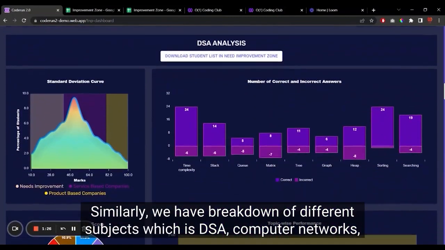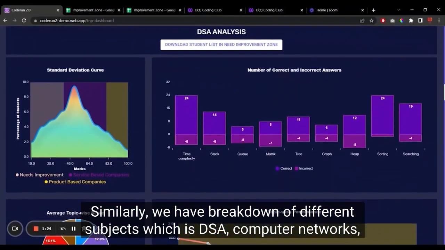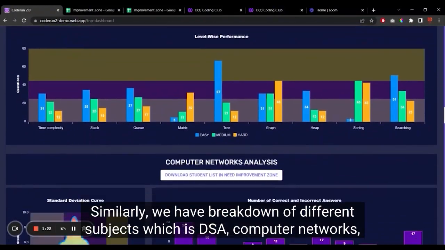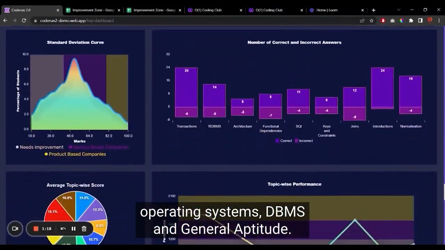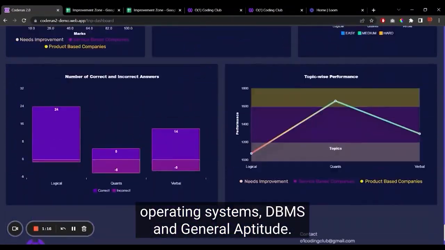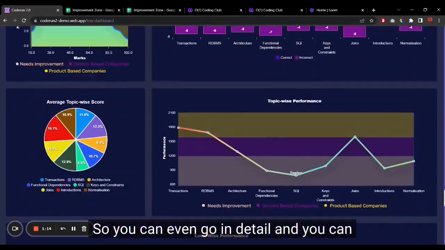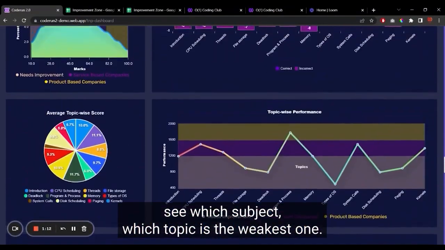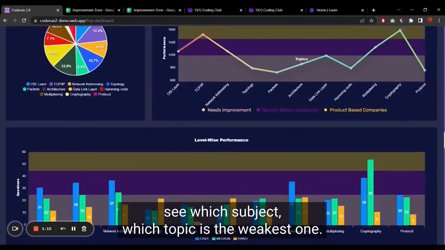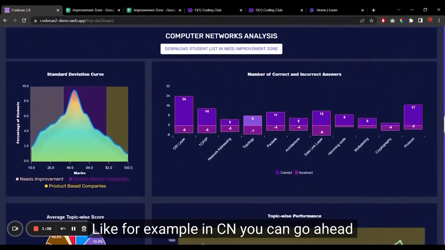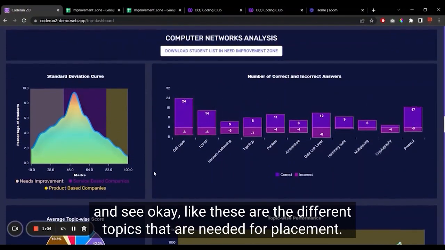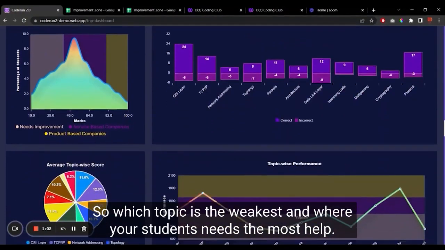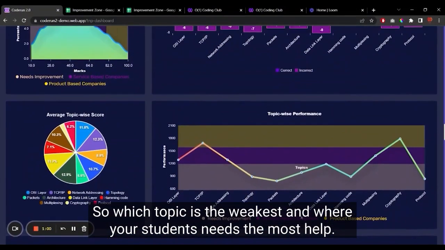Similarly, we have breakdown of different subjects, which is DSA, computer networks, operating systems, DBMS and general aptitude. So you can even go in detail and see which subject, which topic is the weakest one. Like for example in CN you can go ahead and see, okay, these are the different topics that are needed for placement. So which topic is the weakest and where your students need the most help.